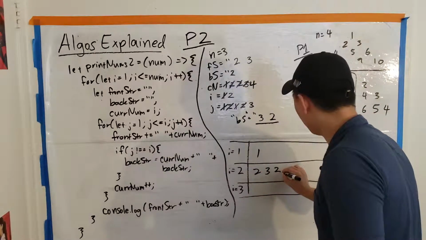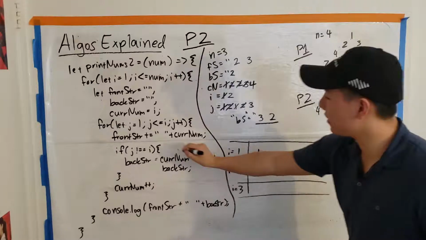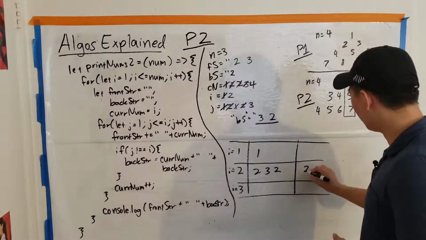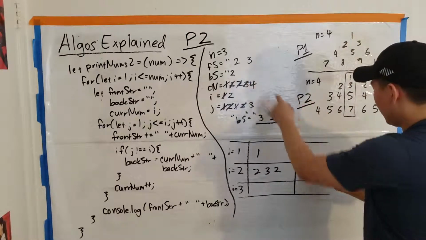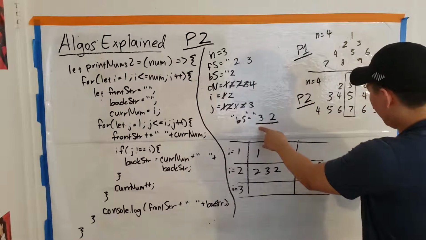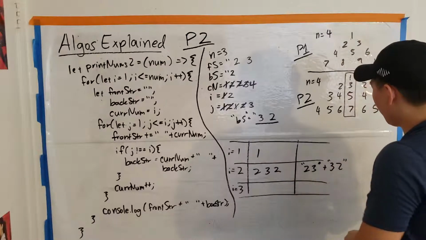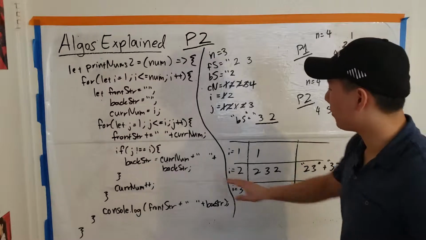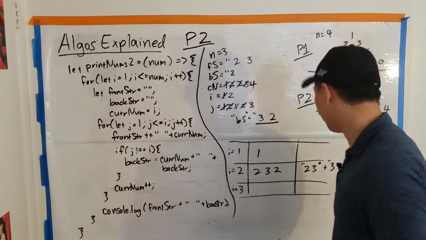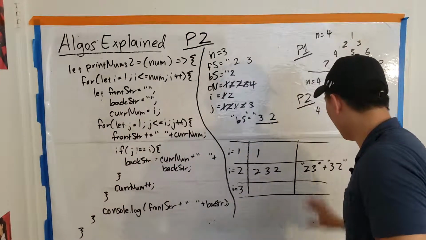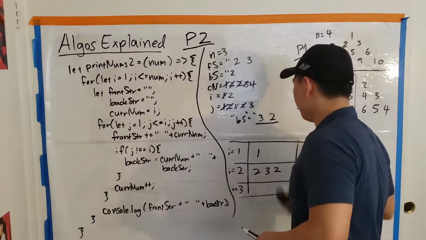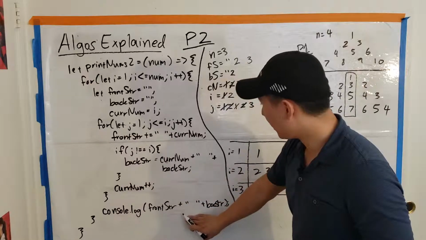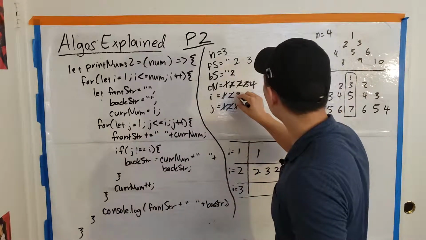2, 3, and 2. And now imagine if we hadn't had that if statement here, it would have been in an alternate universe 2, 3 as our front string plus 3, 2. And that's not what we want. We don't want that extra 3 there. And that extra 3 happens when the I is equal to the J. And so let's continue on. Let's leave that here. Erase that. And we just printed that out, so we have to increment the I to a 3.